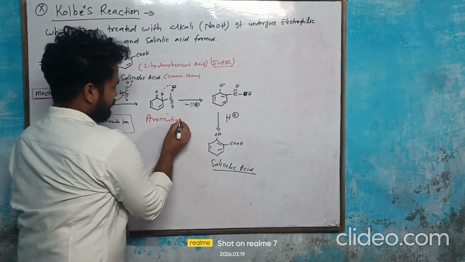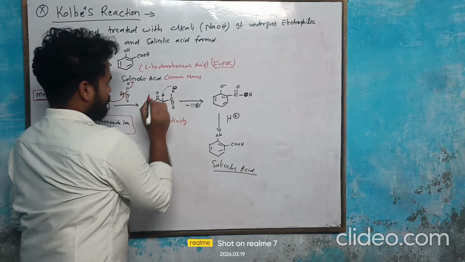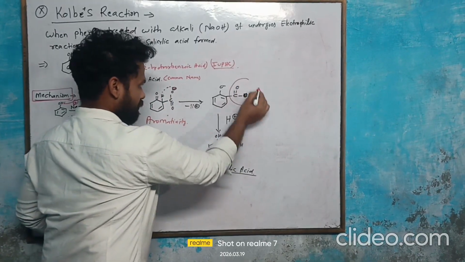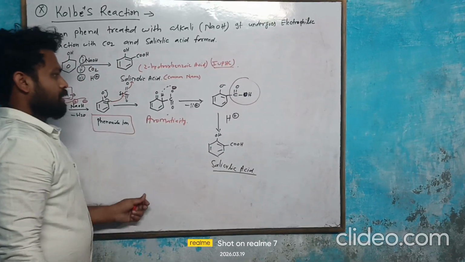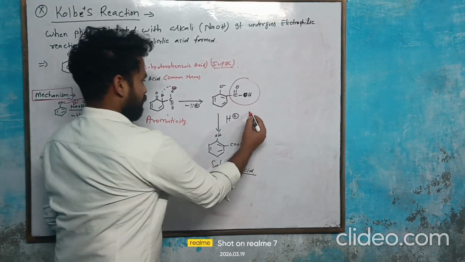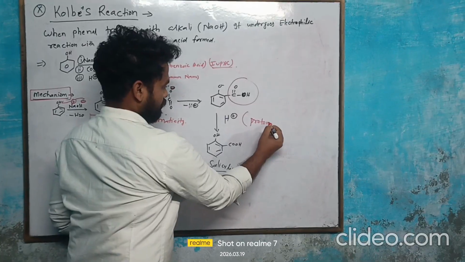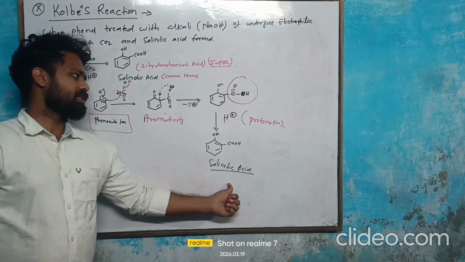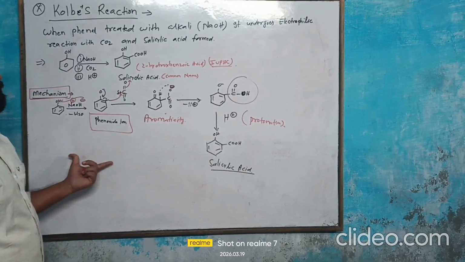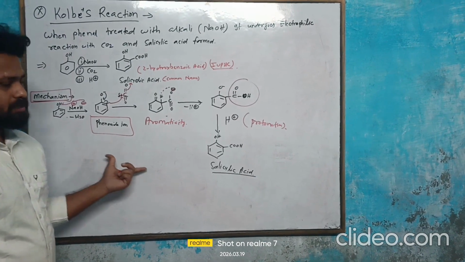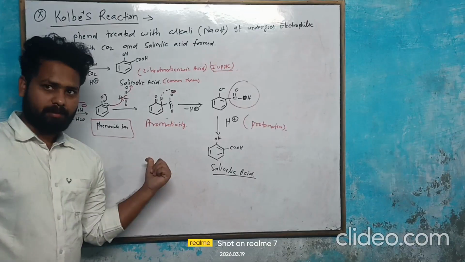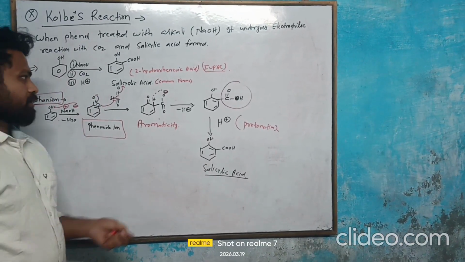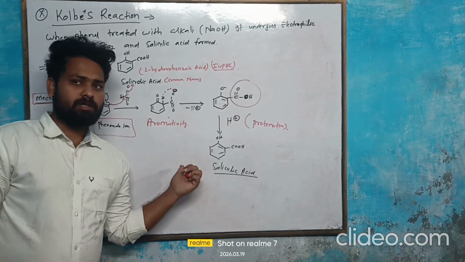And this hydrogen, for gaining aromaticity, is abstracted by this oxygen minus, and there is formation of COO minus, and again after protonation, there is formation of salicylic acid. This is the simple mechanism of Kolbe's reaction. This reaction is very important, and questions are frequently asked in the JEE Main examination. We will discuss questions related to this.